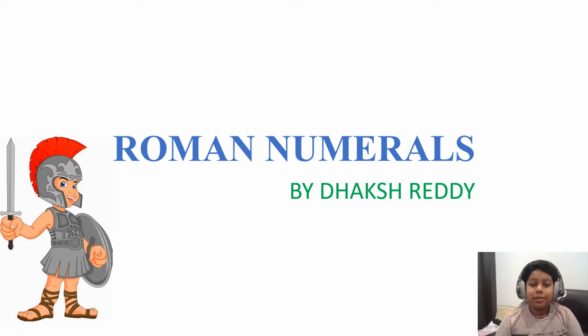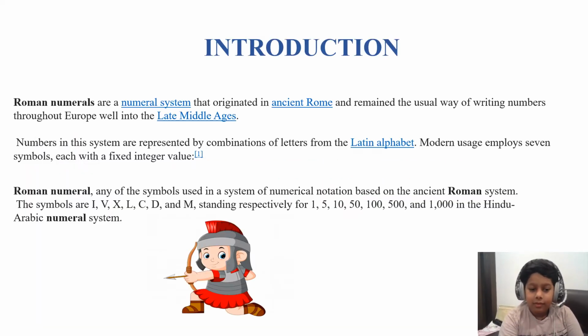So today I'm going to talk about Roman numerals. Roman numerals are a numeral system that originated in ancient Rome and remained the usual way of writing numbers throughout Europe well into the late Middle Ages. Numbers in this system are represented by combinations of letters from the Latin alphabet. Modern usage employs 7 symbols, each with a fixed integer value.